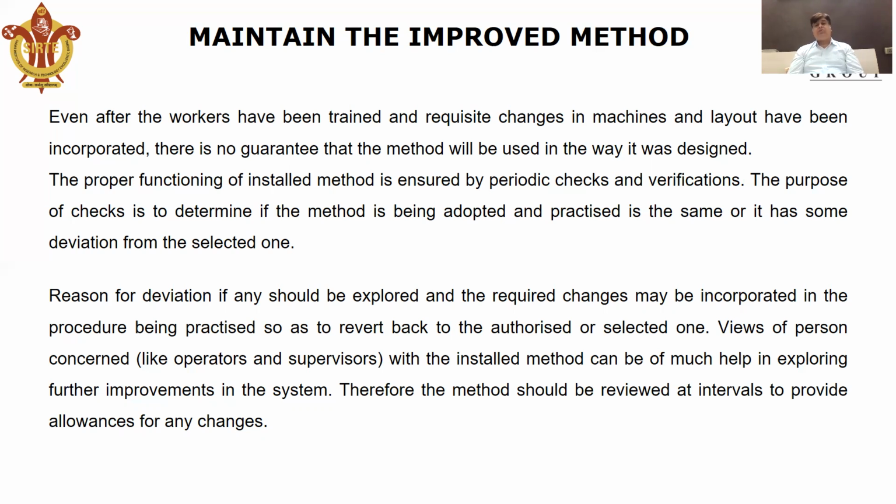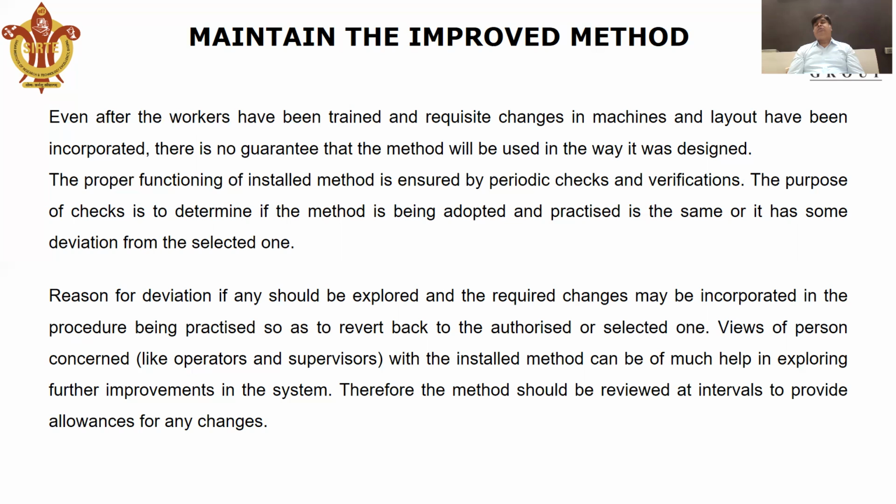If the method is not being used and there are some deviations, the reason for those deviations should be explored, that is, why those deviations are happening, and the method should revert back to the authorized or selected one so that the improved method is installed. The views of persons concerned, like operators and supervisors, with the installed method can be of much help in exploring further improvements in the system.